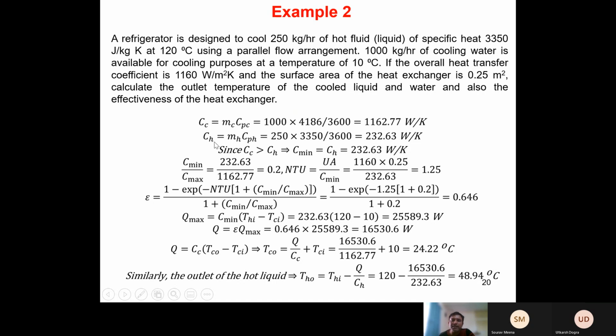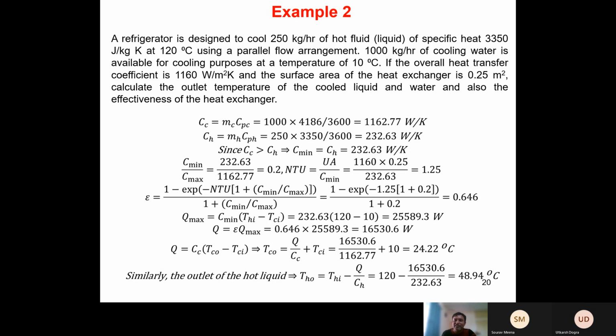Similarly, I can calculate CH. CH is 250 kg per hour multiplied by the specific heat. So 250 into 3350 divided by 3600. So we get 232.63. So now based on this, which one is CC and which one is CH, which one is C min and which one is C max? Hello? CH is C min.